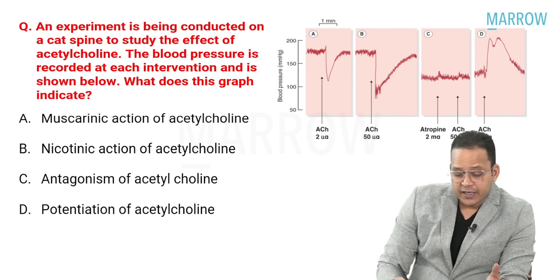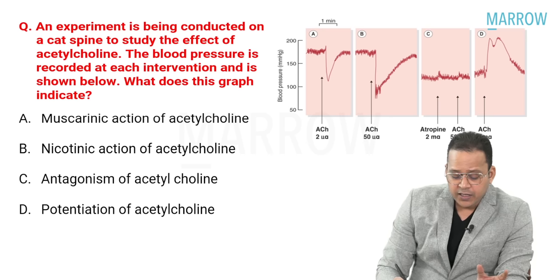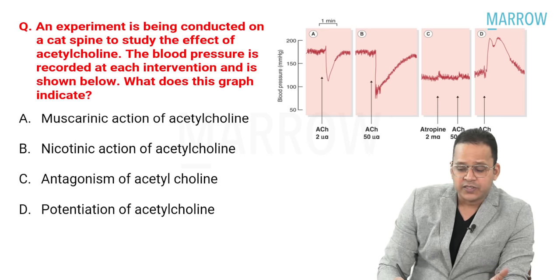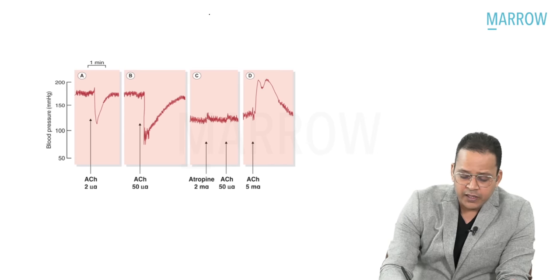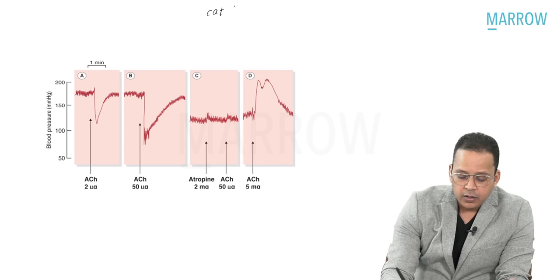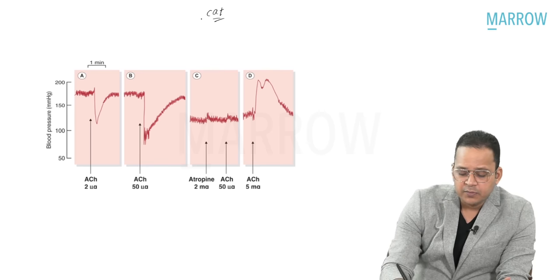Now, this is again an interesting one. An experiment is being conducted on a cat spine to study the effect of acetylcholine. The blood pressure is recorded at each intervention and is shown below. What does this graph indicate? Muscarinic action of acetylcholine, nicotinic action of acetylcholine, antagonism of acetylcholine, potentiation of acetylcholine. So let us have a look at this graph. So what is being given to an animal? So cat is given here. So even dogs can be used. So this was done by Dale.